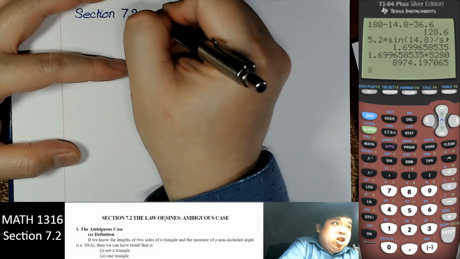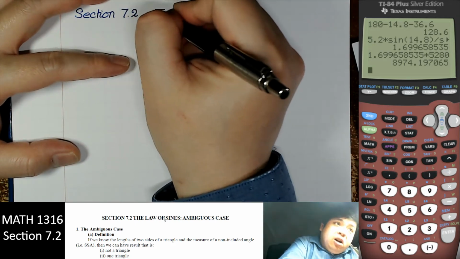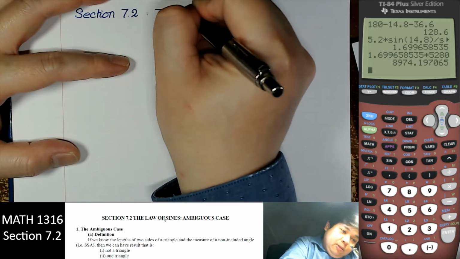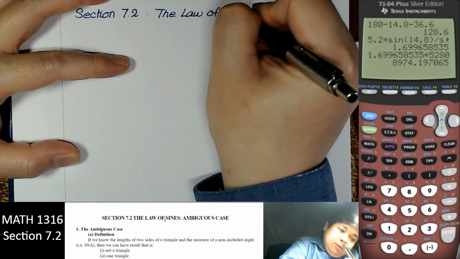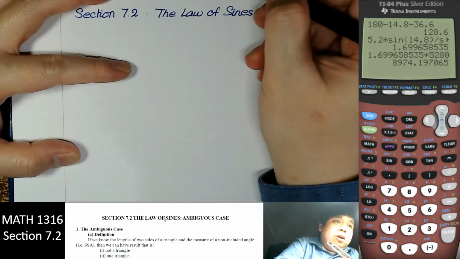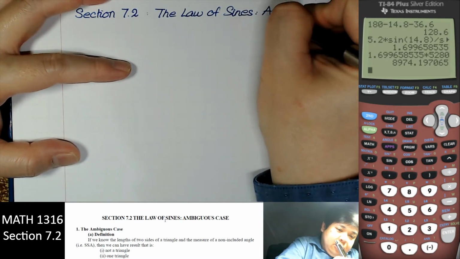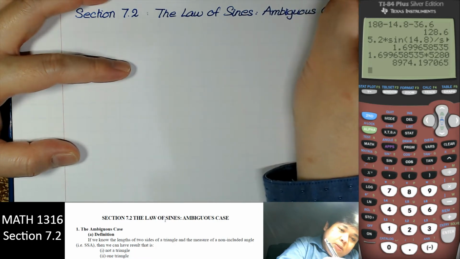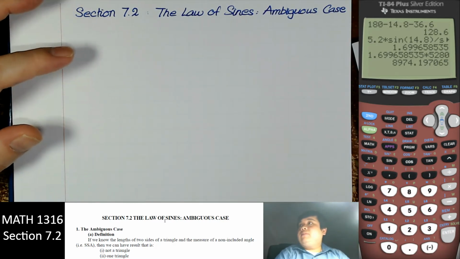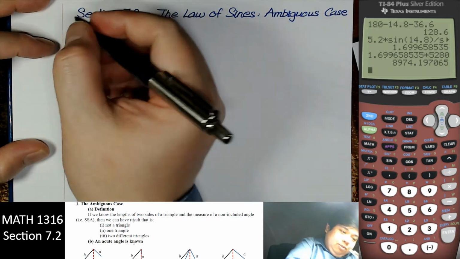Section 7.2, the law of sines. The ambiguous case. Right, definition.